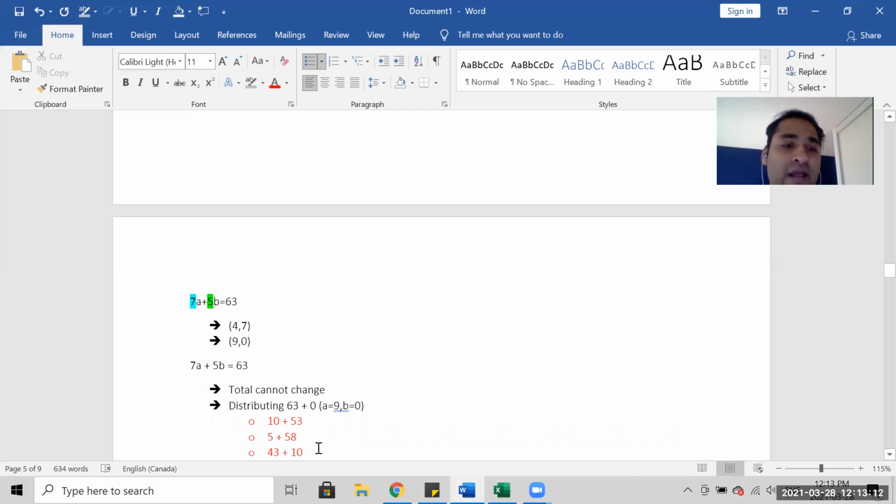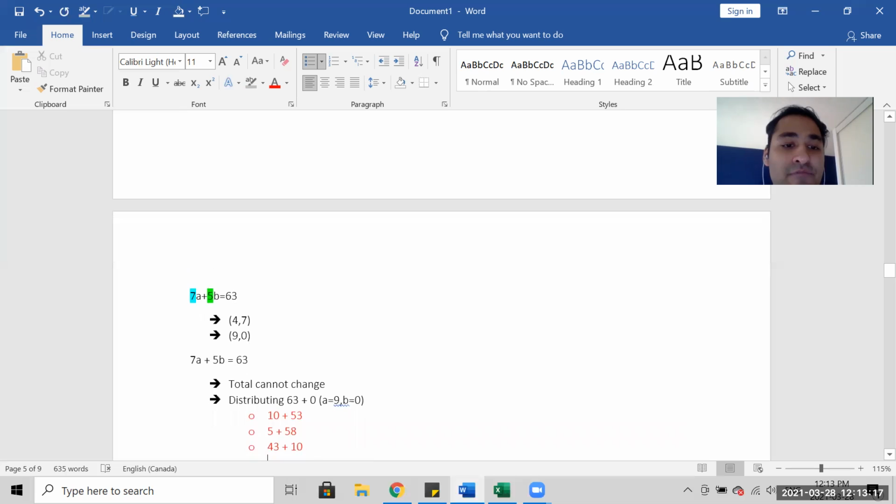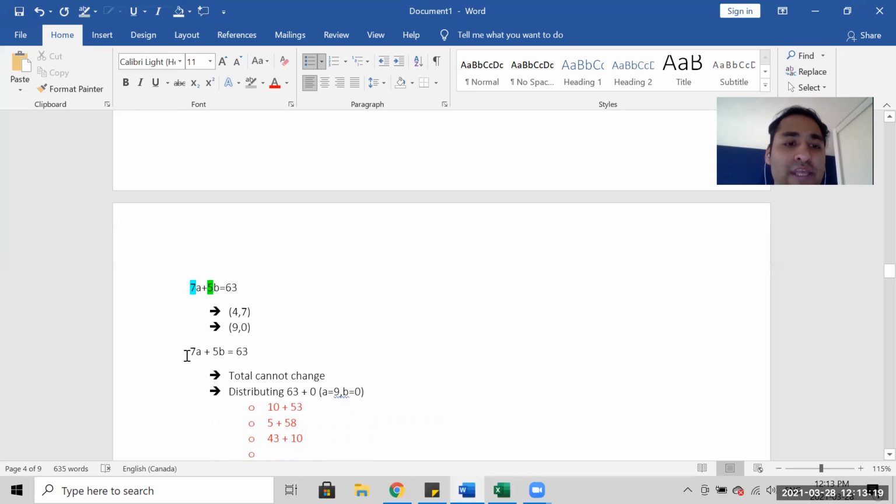The only time that I can distribute 63 whereby 7a and 5b give me integers is based on the LCM of 35, which is 7 times 5. So 63 plus z does not work. But let's see what happens if I distribute using the LCM of 35. I believe that's what's going on. That's the only way to explain it.